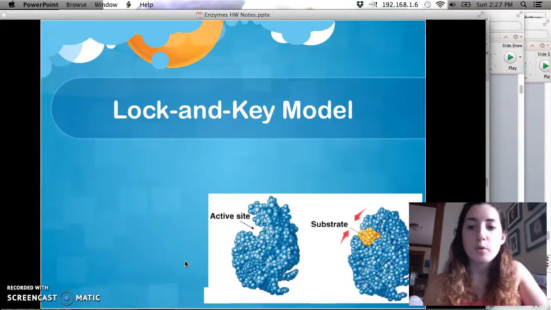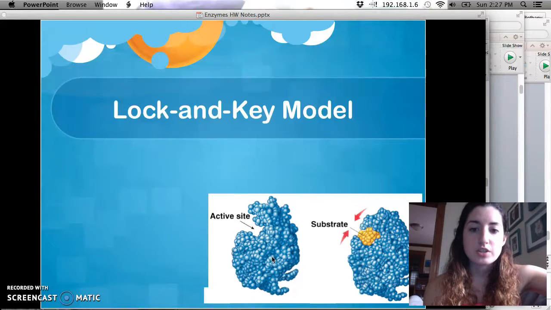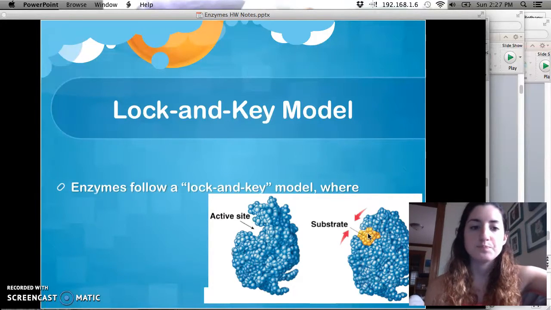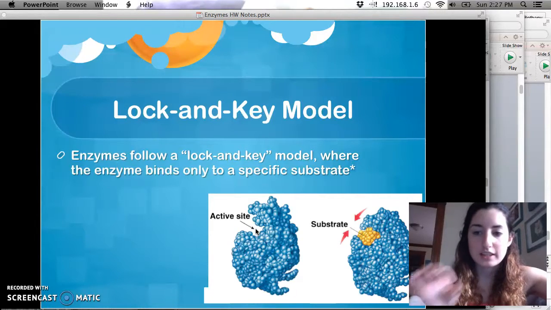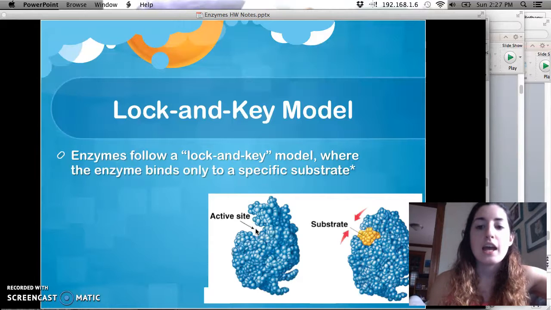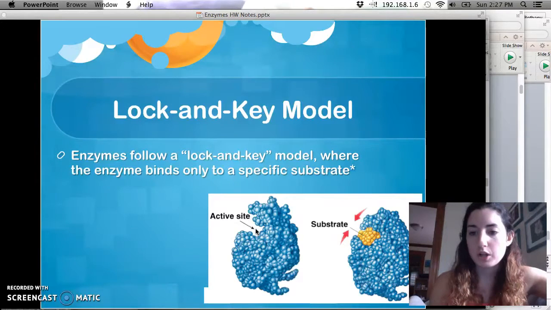The other really important part that we briefly talked about in class is that enzymes follow a lock and key model. So here's the enzyme, this is the lock, and here's the key that fits perfectly. So enzymes follow a lock and key model where the enzyme binds to only a specific substrate. So if this substrate had actually been like a big square, it wouldn't have fit inside what's called the active site, or like the little place where you put the key, and so the enzyme would not have been able to work on it.